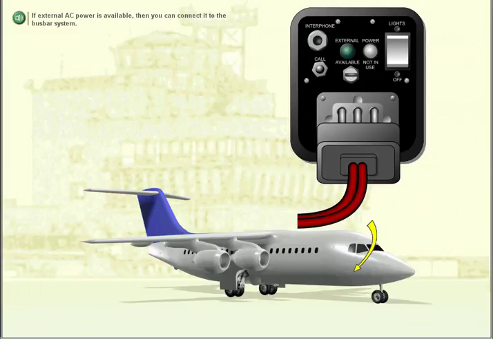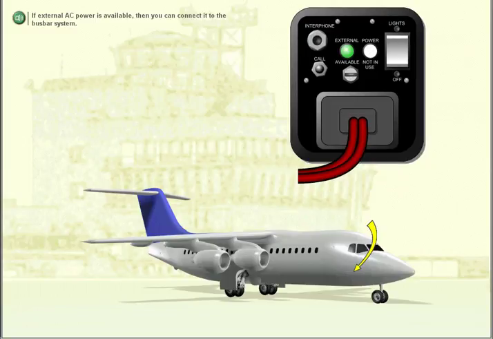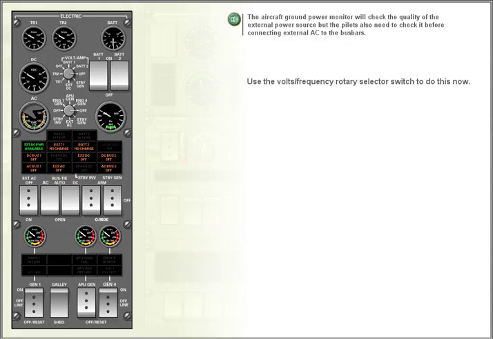If external AC power is available, then you can connect it to the busbar system. The flight deck annunciator shows the pilots that AC power is available. The aircraft ground power monitor will check the quality of the external power source, but the pilots also need to check it before connecting external AC to the busbars. Use the volts frequency rotary selector switch to do this now.